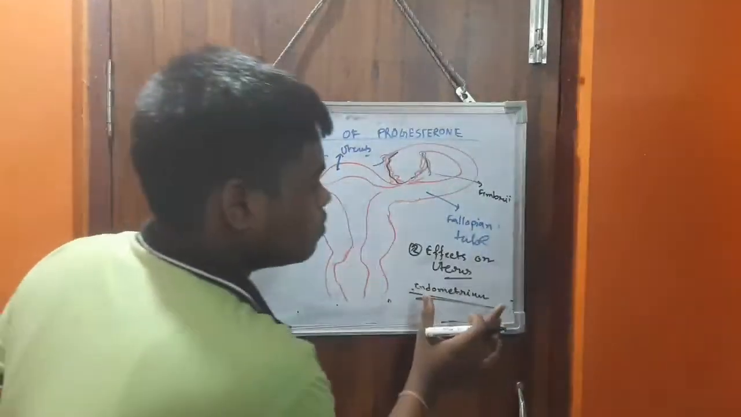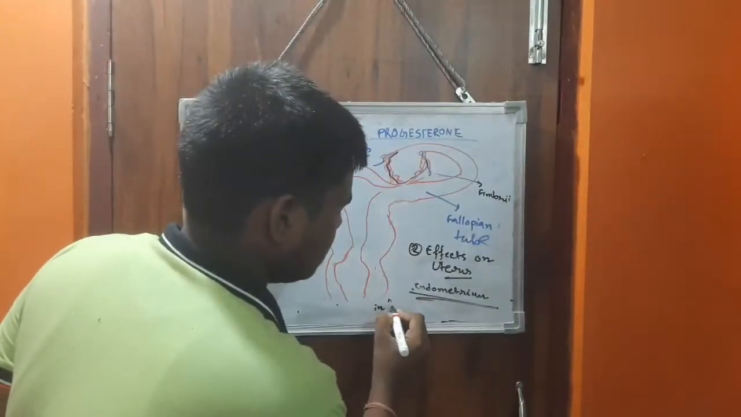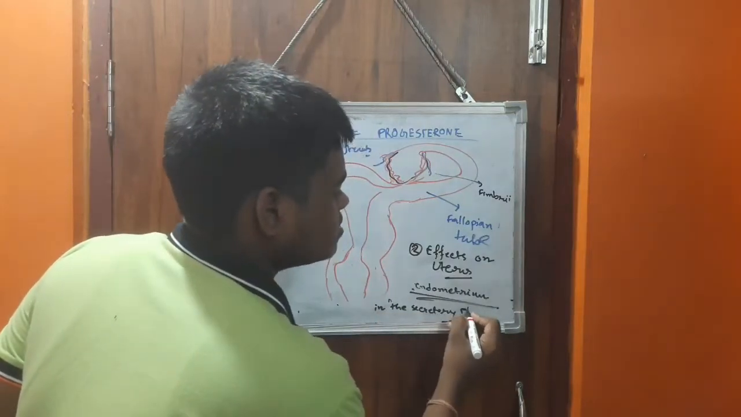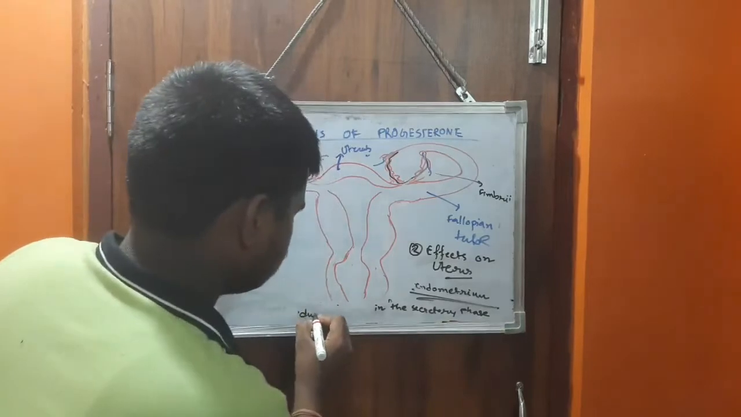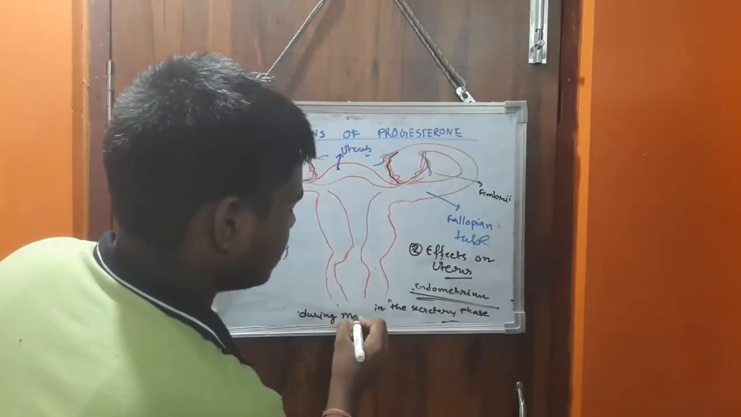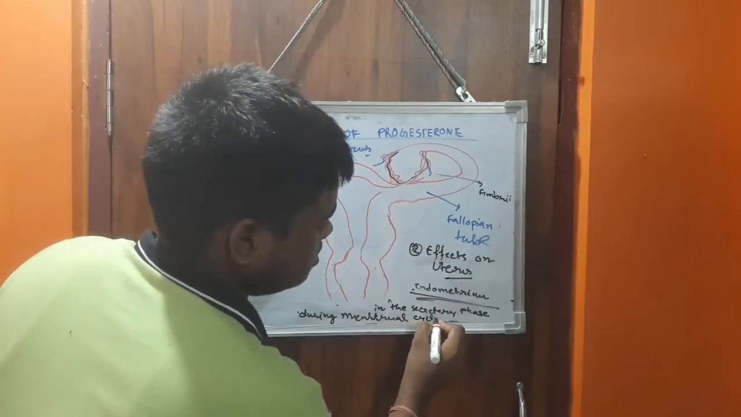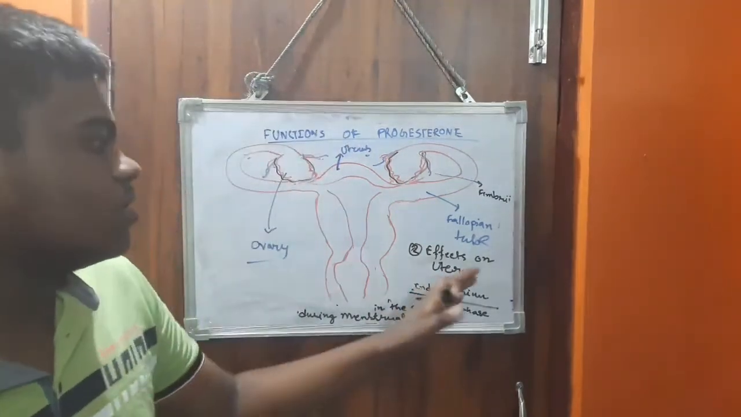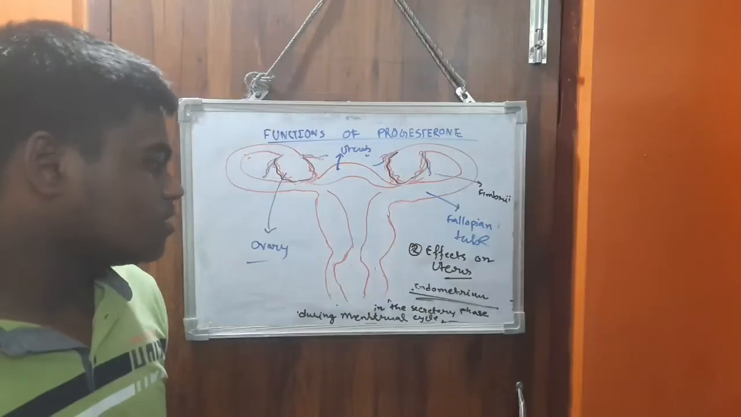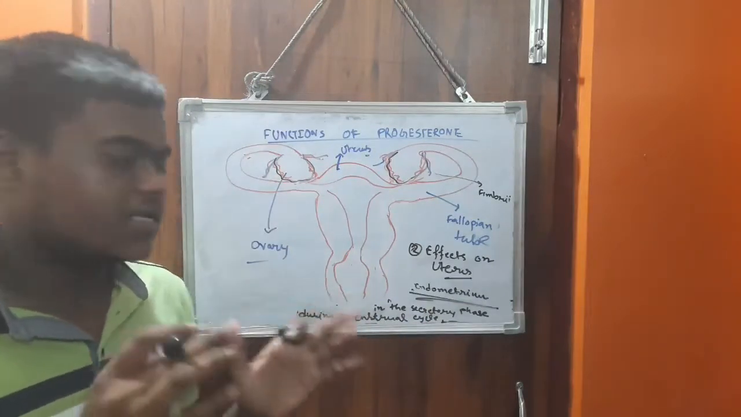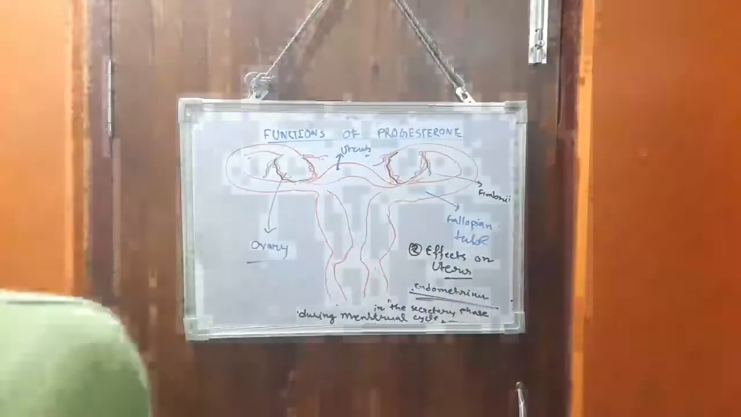So, in which phase? In the secretory phase during the menstrual cycle. This is the effect on uterus. This also helps the uterus for the implantation of the fertilized ovum. Write it down.